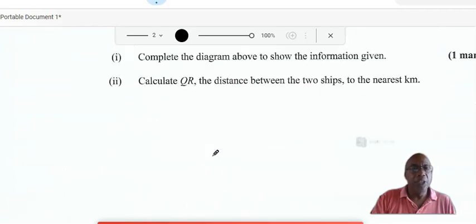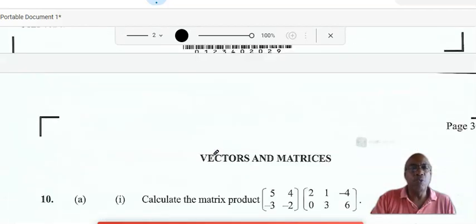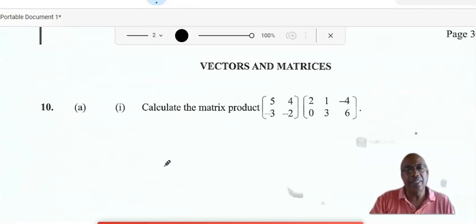So that's it for the trigonometry question. Next time, we are going to move on to the vectors and matrices question.